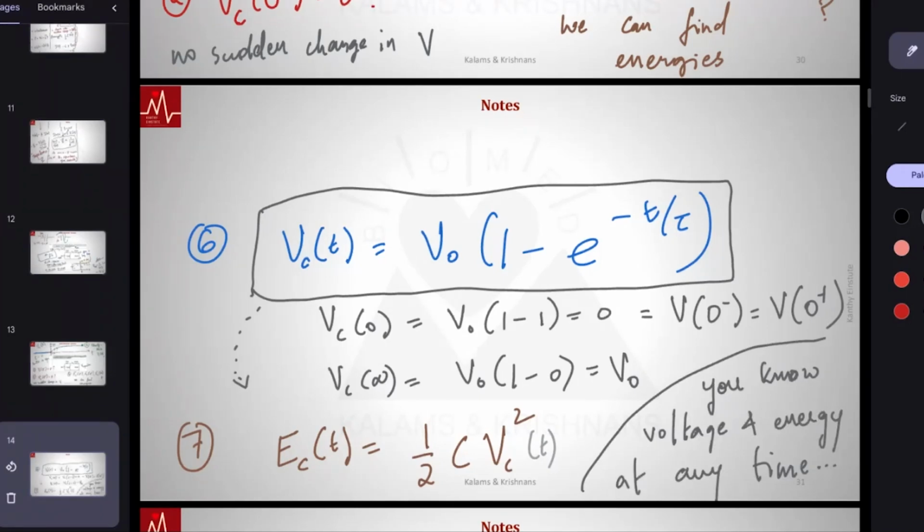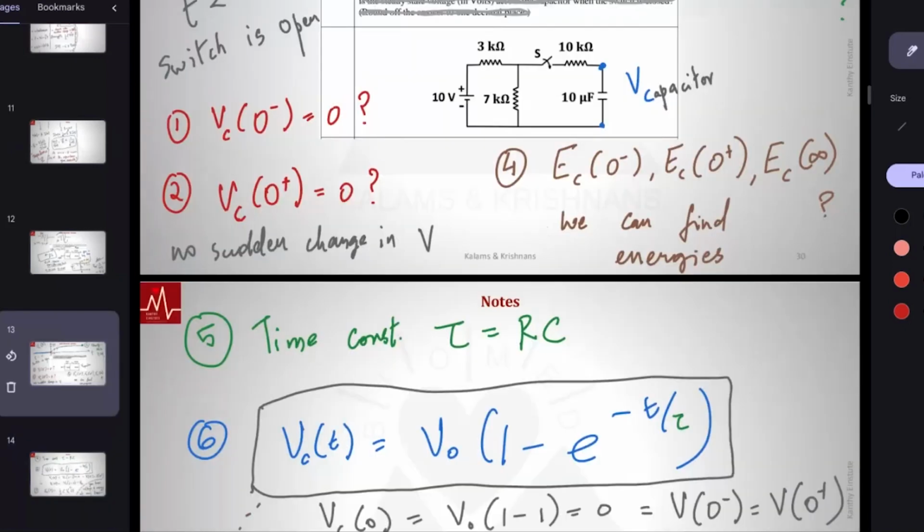So the last is, sir, but you put this tau. What is the tau? Time constant. Tau is RC for the RC circuit. Sir, there is more than one resistance. What do I do at that point?